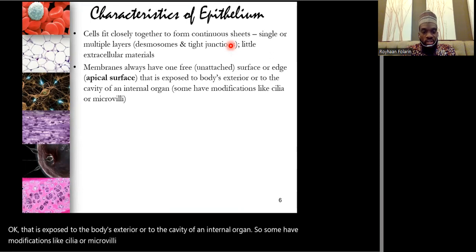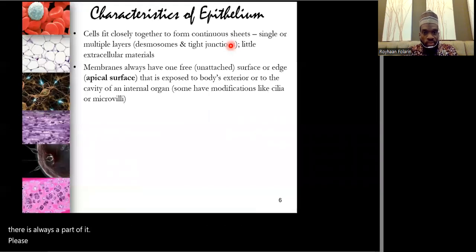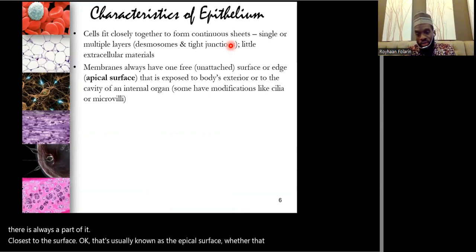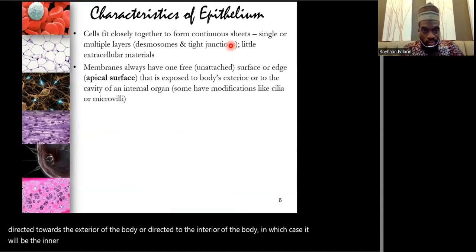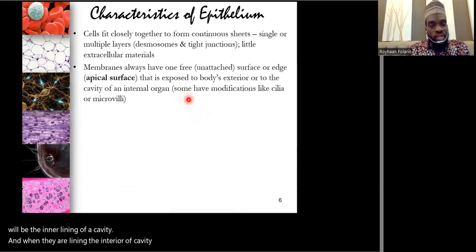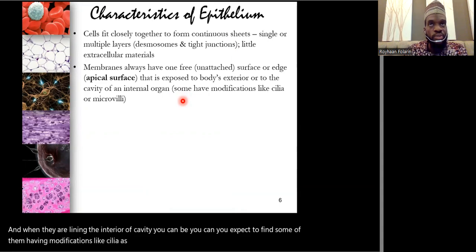So when they are exposed, there is always a part of it that is closest to the surface. Okay, that's usually known as the apical surface. Whether that surface is directed towards the exterior of the body or directed to the interior of the body, in which case it will be the inner lining of a cavity. And when they are lying in the interior of a cavity, you can expect to find some of them having modifications like cilia, as we would see subsequently, the cilia that help to move substances along the route.